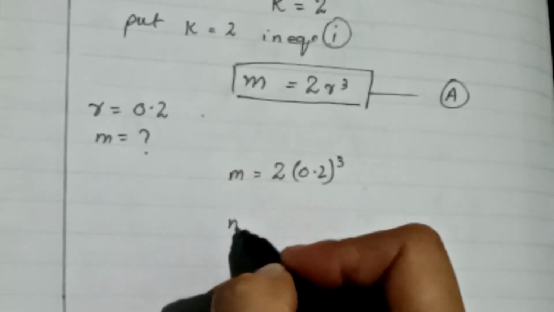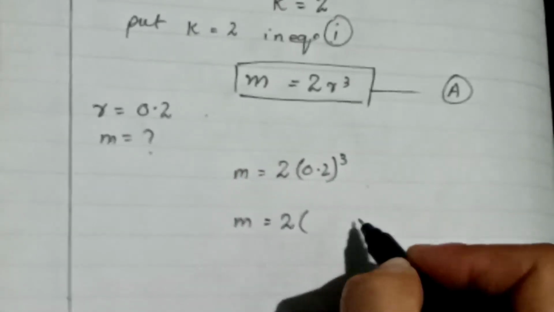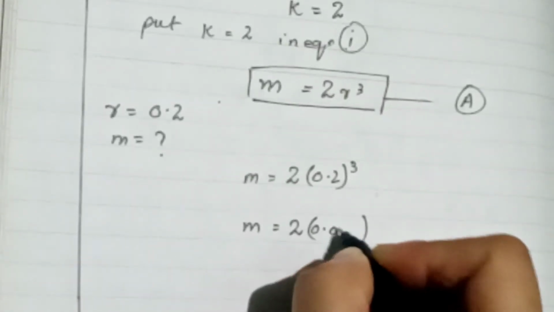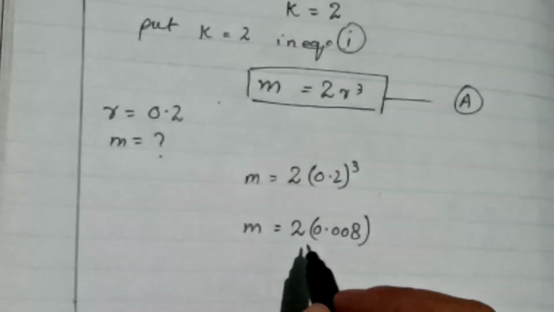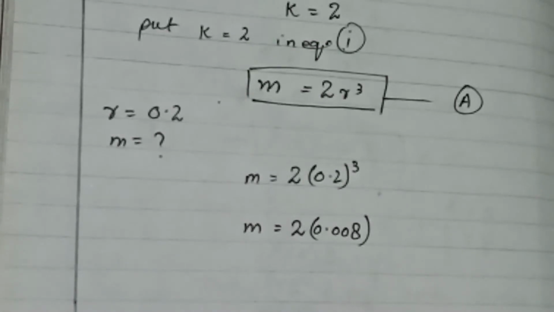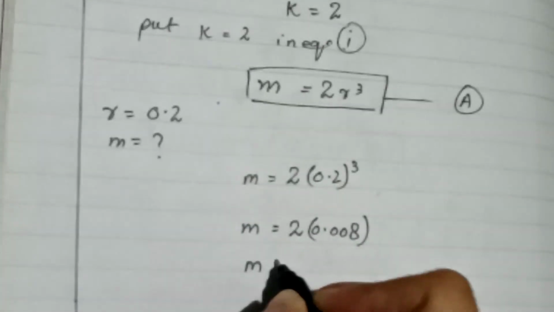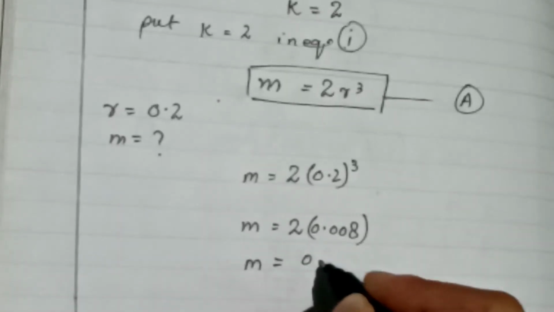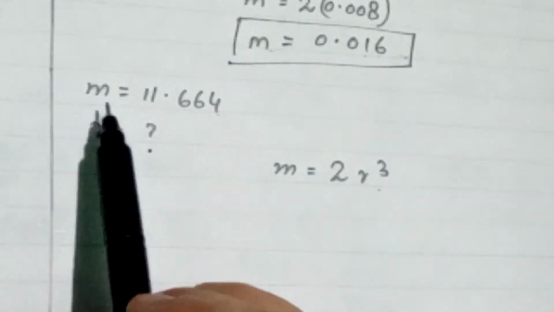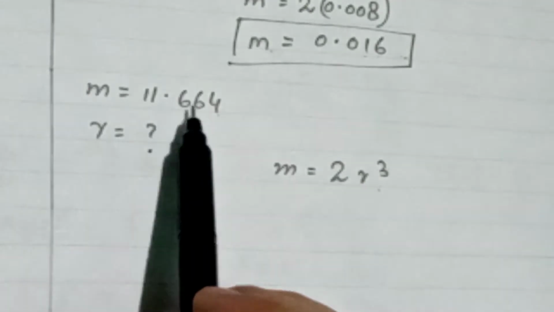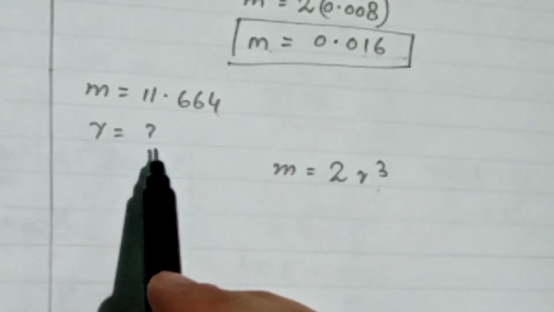So m equals to 2 multiplied by 0.008. When we multiply 2 with 0.008, we get m equals to 0.016 here. I am going to find here when m equals to 11.664, what is the value of r.